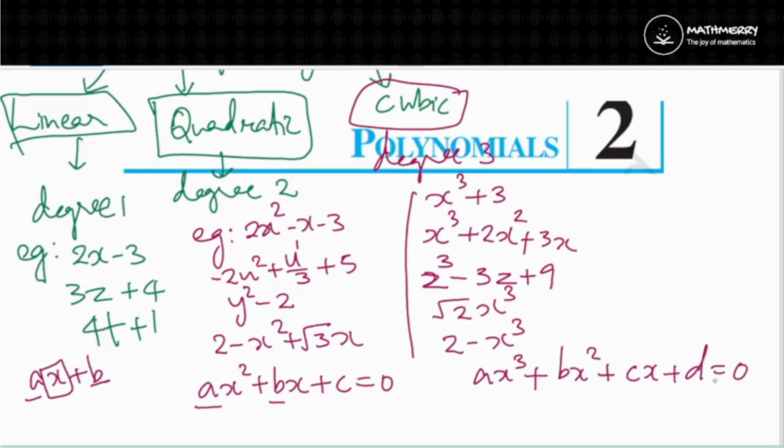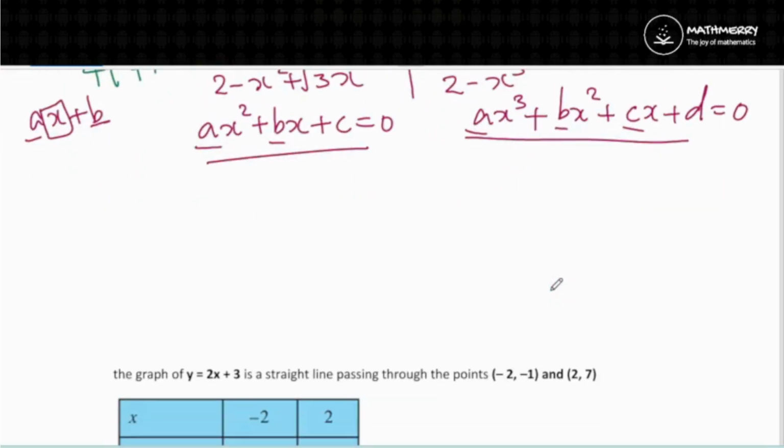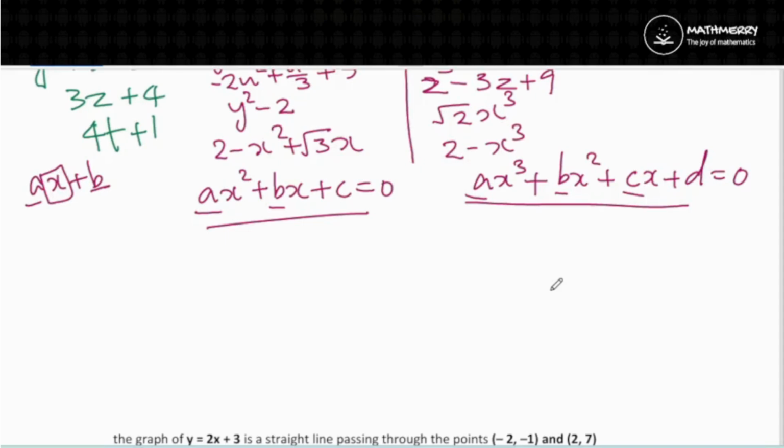Here a, b, c and d are real numbers. Here a is the coefficient of x cube, b is the coefficient of x square, c is the coefficient of x, and d is our constant term. So this is our general form, and these are the examples. I hope these three types of polynomials are clear to you. Now coming to the topic, that is polynomials, how are we going to define a polynomial?